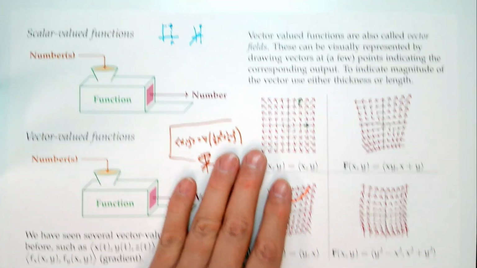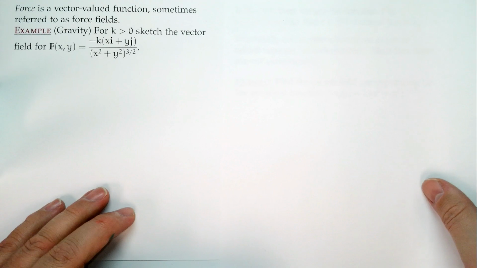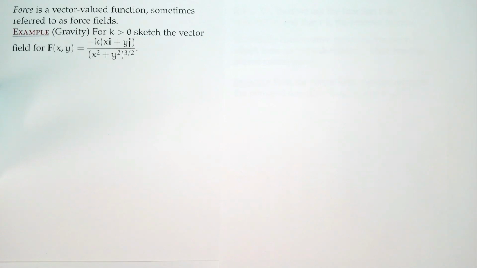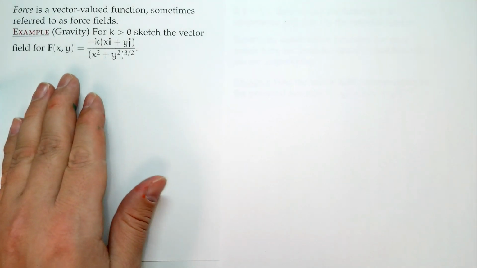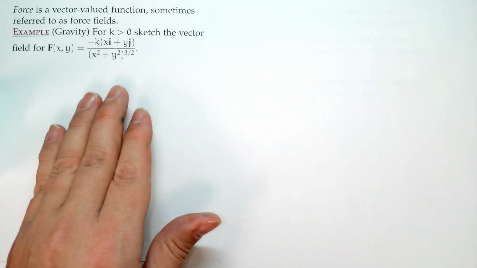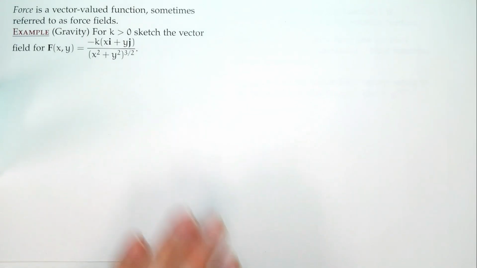So let's start with a nice one. One type of vector valued function is force. And since we have vector fields, we have force fields. So let's talk about gravity. The claim is that the following function, capital F of x, y, negative k times x i plus y j, divided by x squared plus y squared to the 3/2, is modeling our gravity.